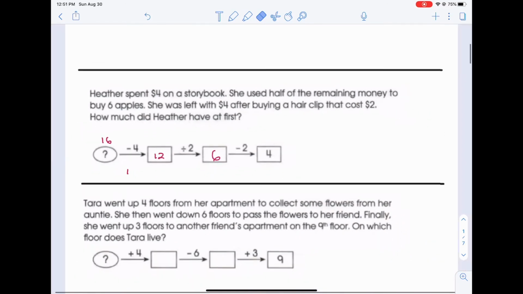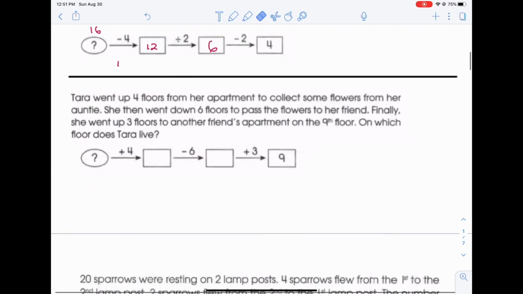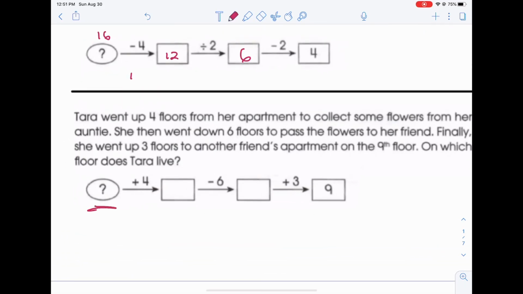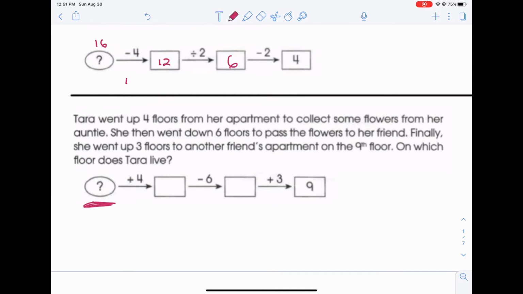So now we're going to move on to this one, right? Same thing. We have a floor that Tara lived on. We know that Tara went up 4 floors, so we add 4 to our original. And then she went down 6 floors, so minus 6. And then finally, she went up 3 floors, so plus 3 to get to the 9th floor.